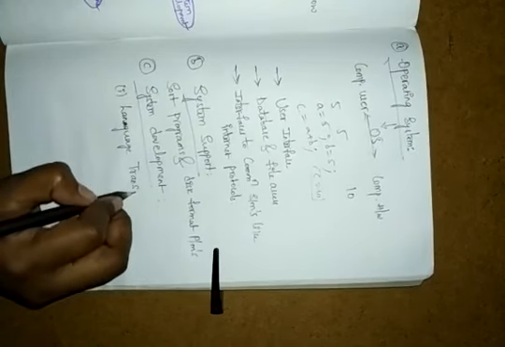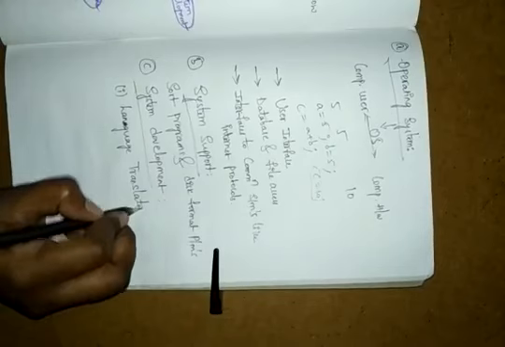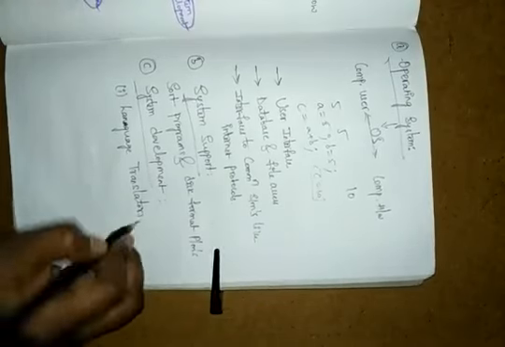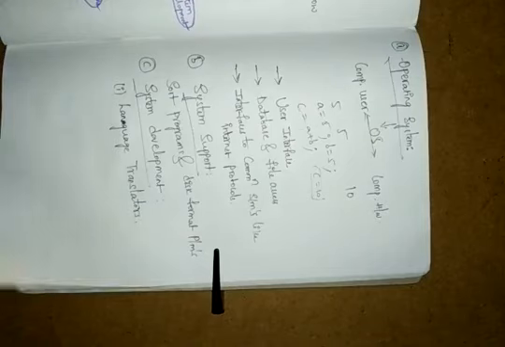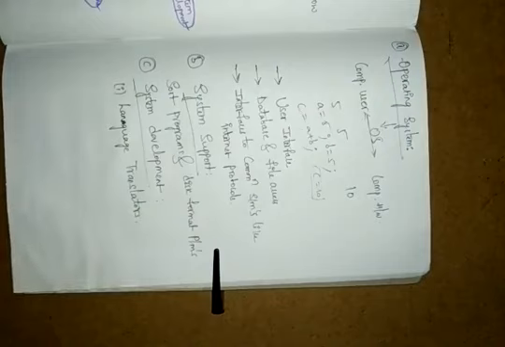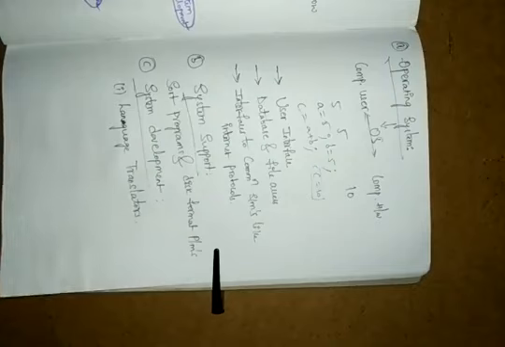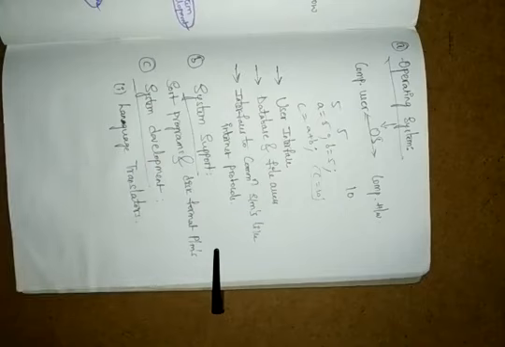Language translators. Language translators means here, yes, humans are using the English language, but your computer cannot understand that human language. So it is converting the human language to the machine level language. It is converting into the 0s and 1s, the binary digits format. It is converting right here.